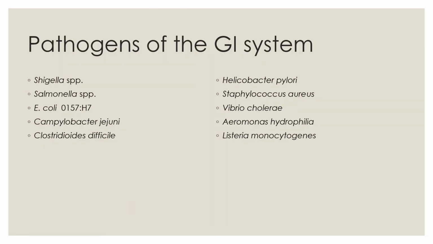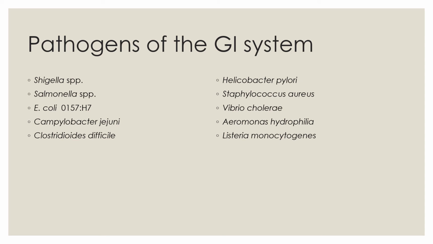Just to summarize, there are a number of bacterial pathogens of the gastrointestinal system, there are a number of viral pathogens of the gastrointestinal system, and there are certainly a number of parasitic pathogens of the GI system. So here's a look at some of the bacteria that we talked about in this unit. We talked about Shigella and Salmonella.